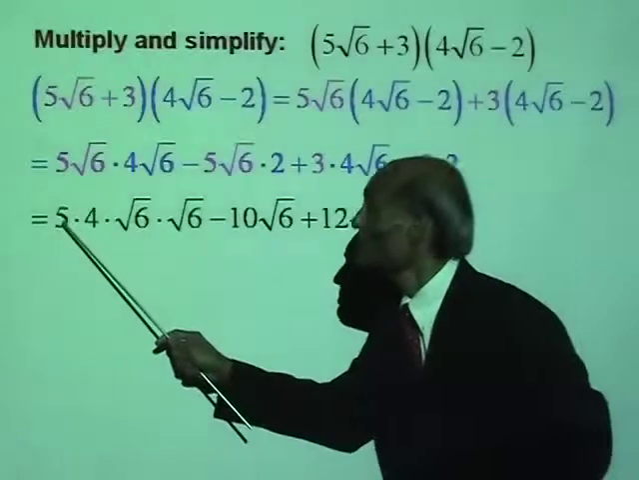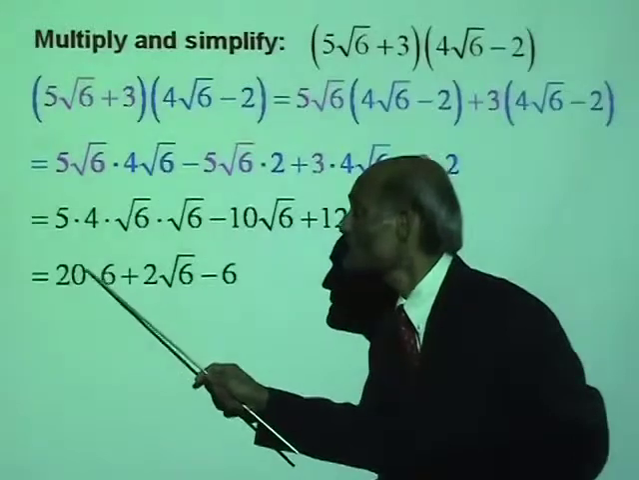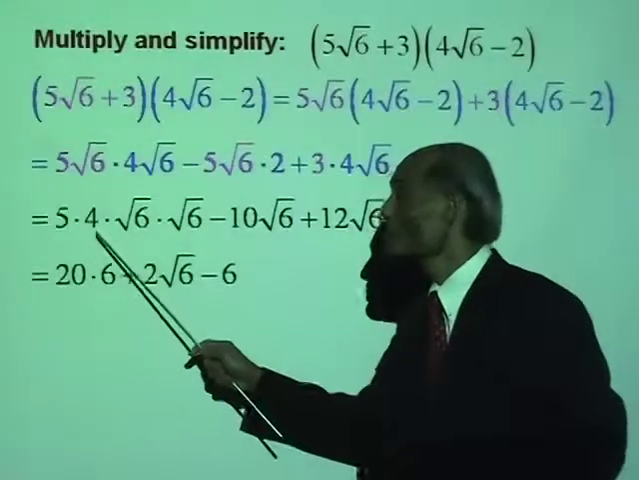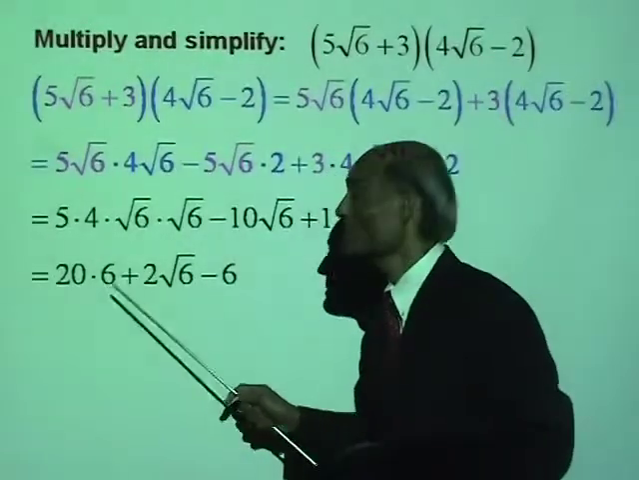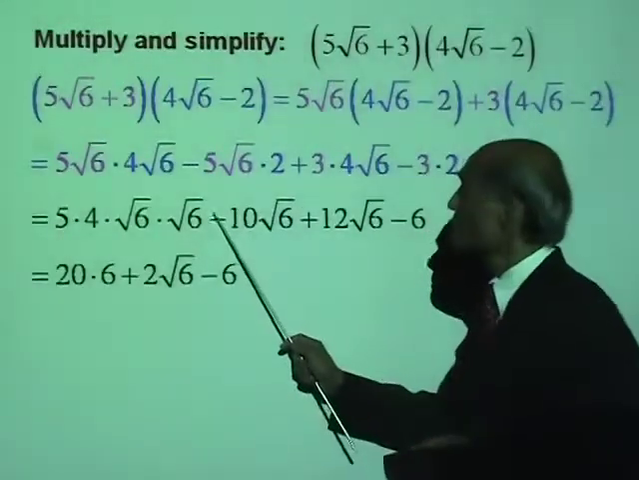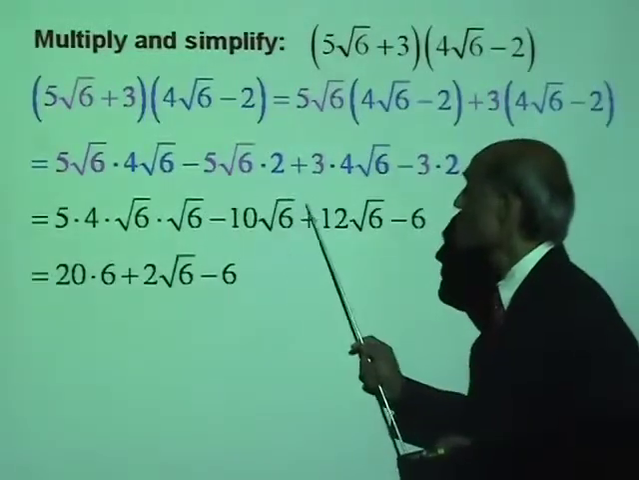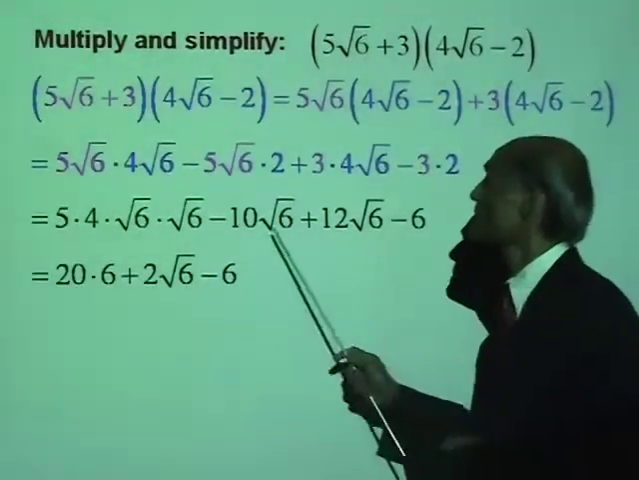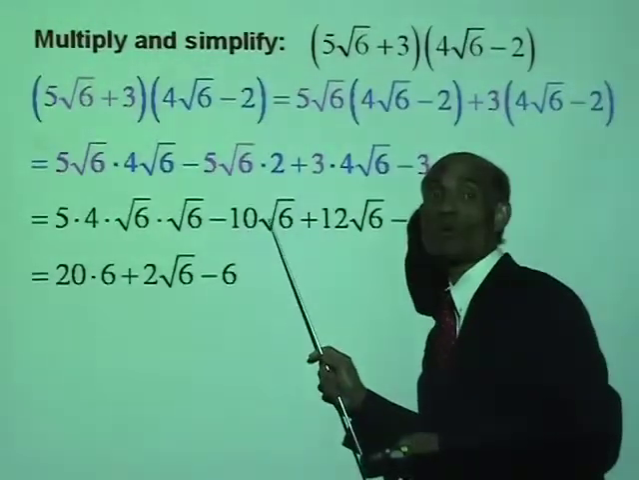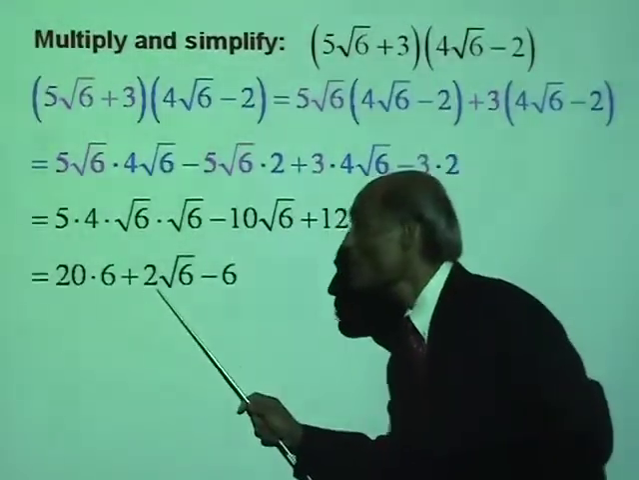Alright, now let's multiply. 5 times 4 is 20. That will be 20 times square root 6 times square root 6 is a 6. So this will be 20 times 6 plus 10 square root 6. Look at the way I have combined them. Minus 10 square root 6 plus 12 square root 6. They are both like terms. You see, minus 10 square root 6 plus 12 square root 6 is a positive 2 square root 6.